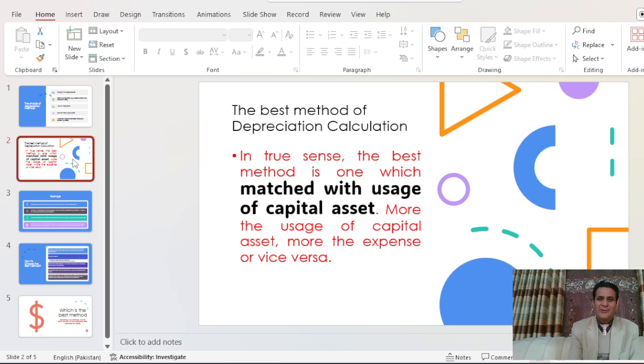Certainly, we know that capital assets are purchased with the intention to use in the business, not for sale in a market. The more the usage of the capital asset, the more the expense, or vice versa.